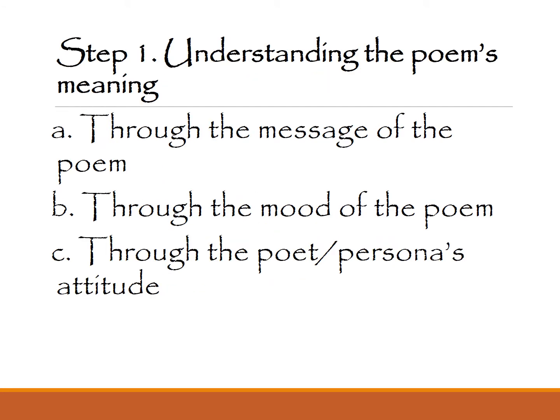So step one, understanding the poem's meaning. I think we did it in the previous lesson already. We did a first round of reading, talking about the impression of the foreign worker. We asked the questions who, what, when, why, how. We talked about the mood of the poem, how the mood is depressing, how it shifted from hopeful to depressing, and the poet's and persona's attitude.